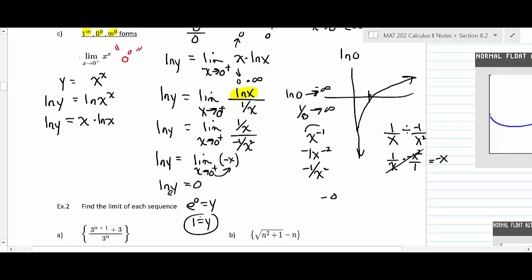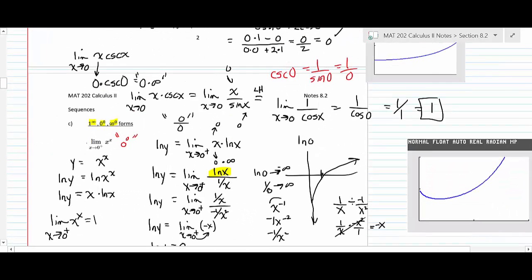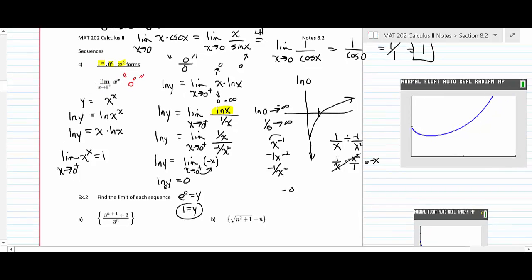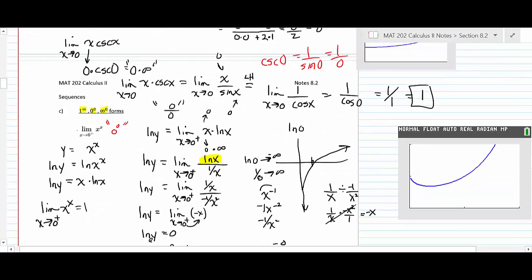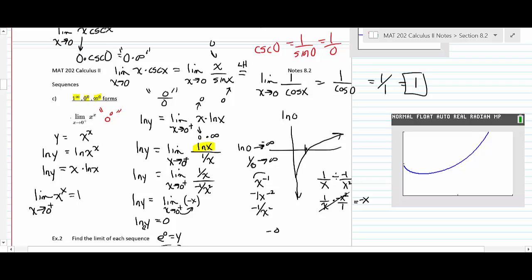A lot of work on that, but you would conclude that the limit as x goes to 0 from the right of x to the x is equal to 1. And here is a graph. I just did this on the graphing calculator. If you put x to the x in, this is what the graph looks like when x is greater than 0. And you can tell it goes to 1.